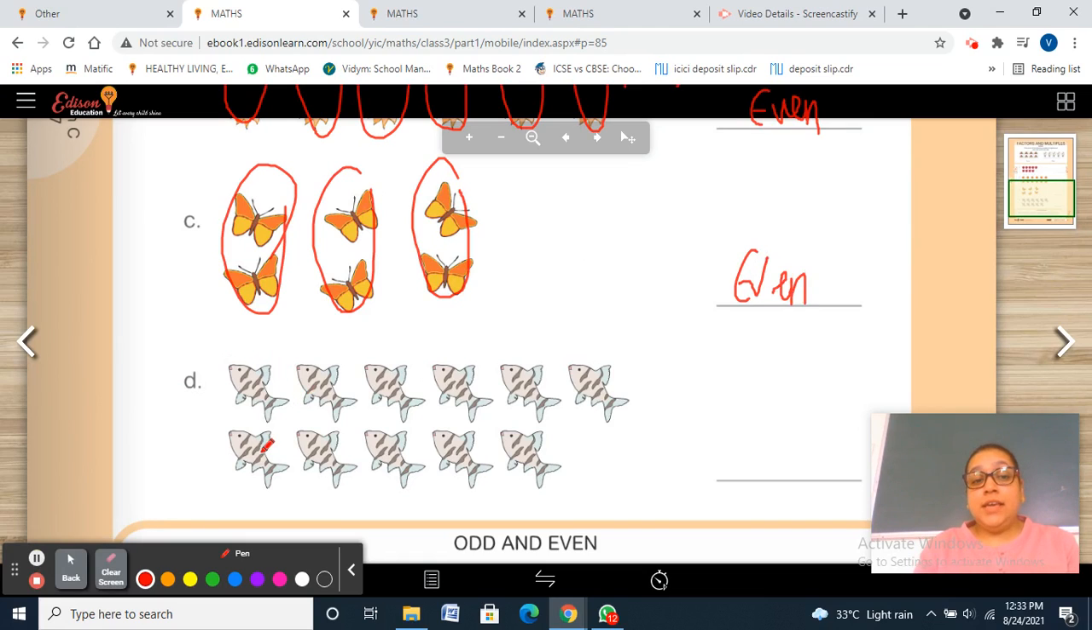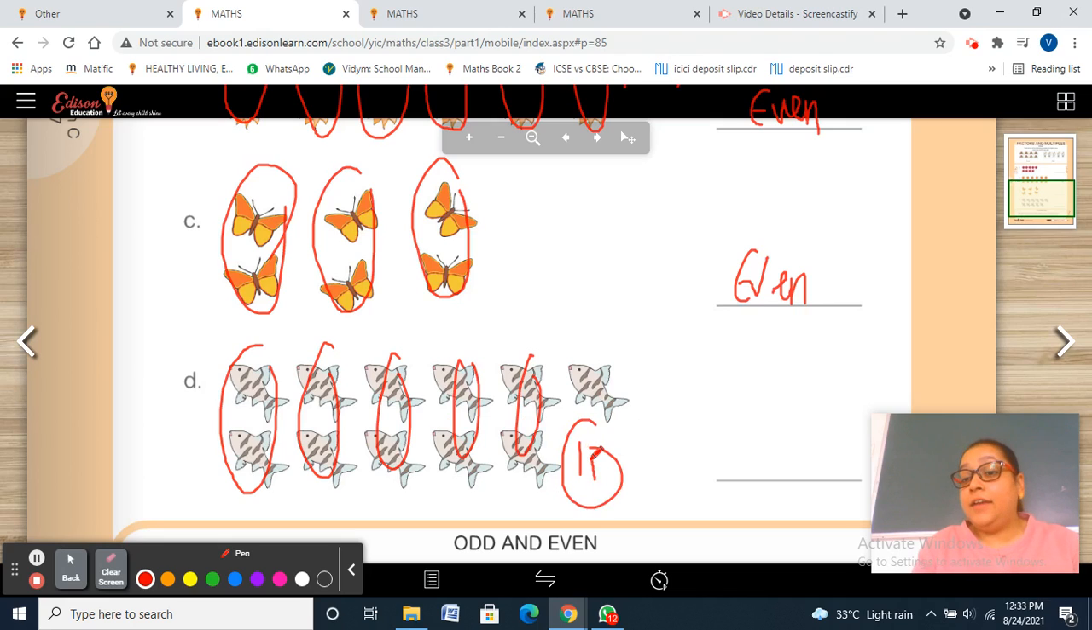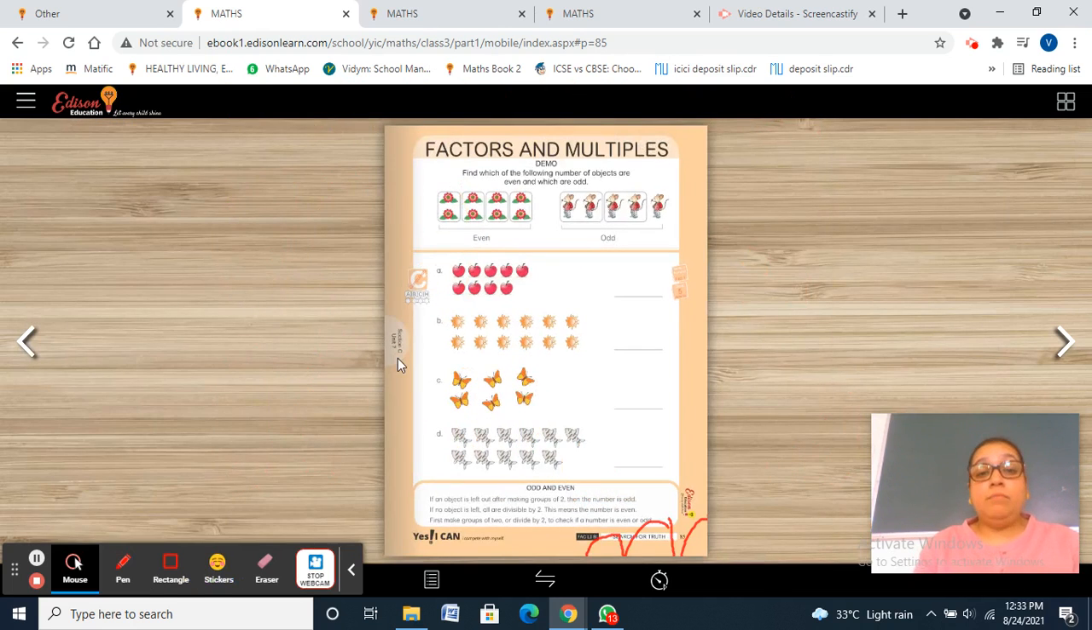Then you can see these fishes: one, two, three, four, five. Five groups and one is left. Means there are total 11 fishes, and 11 is an odd number. 11 is an odd number, and the ones place value consists of 1, which is not an even number. So to check the even number, what do you have to check? At the ones place value, there should be 0, 2, 4, 6, 8. Okay.